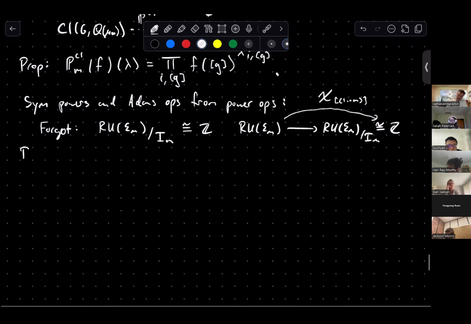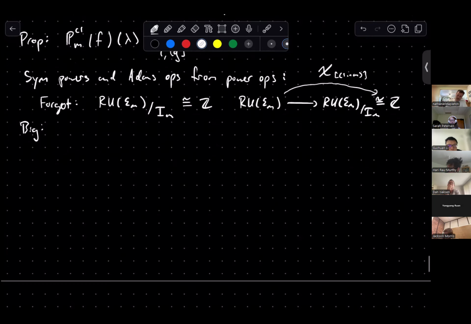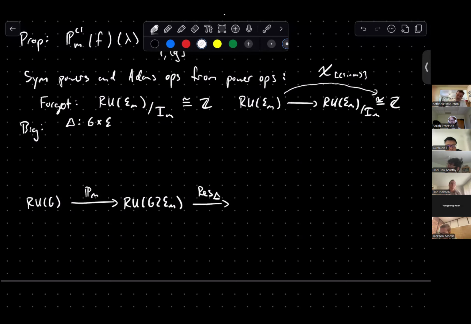So, big diagram. I'm going to start with RU of G. I'm going to take the mth power operation. This brings us to RU of G wreath sigma m. And I'm going to restrict along the diagonal map. So the diagonal map delta goes from G times sigma m to G wreath sigma m. So it's including G into G to the m via the diagonal. This brings us to RU of G times sigma m.